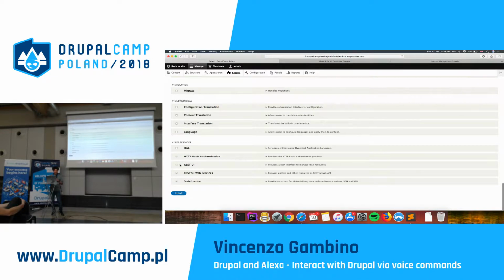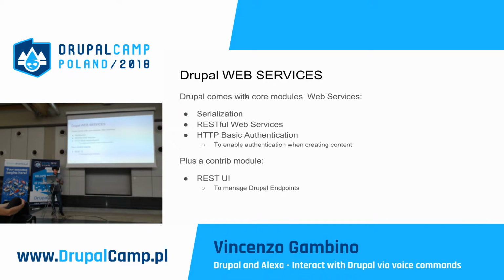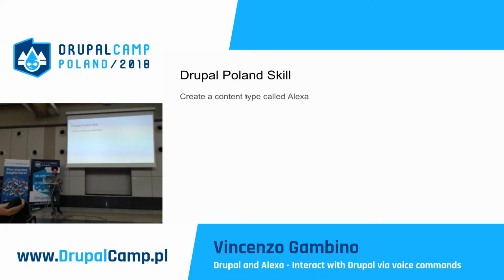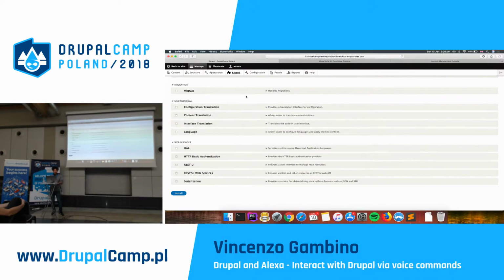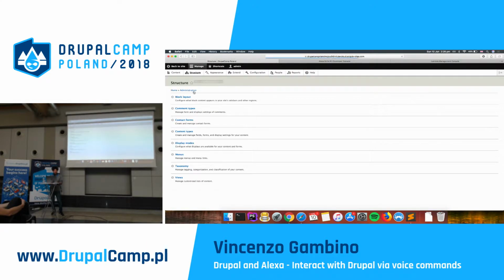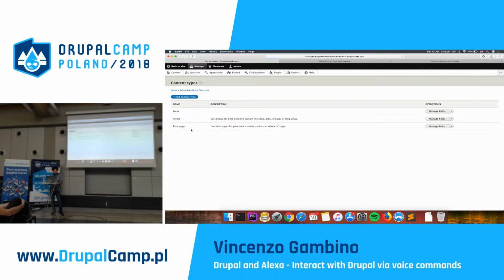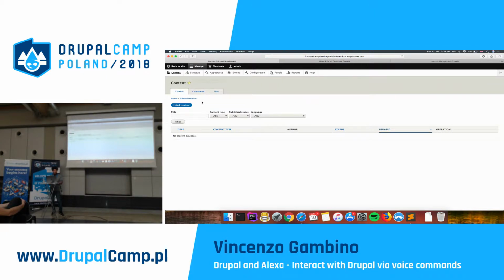Those are here, that are already installed. So after that, we need to create a content type called Alexa. And here we have it. We make sure that we haven't got any content on it. Perfect.